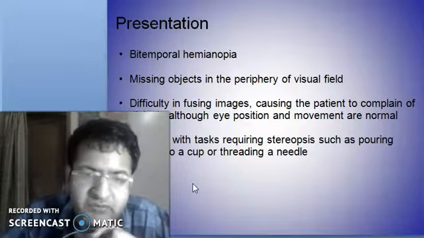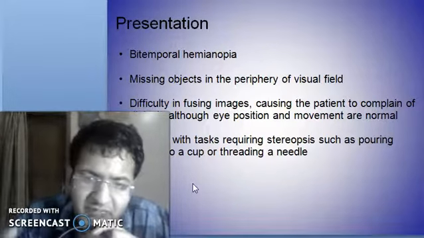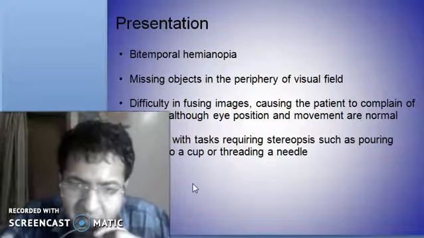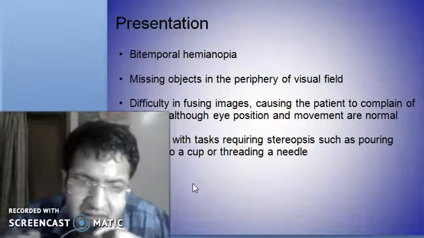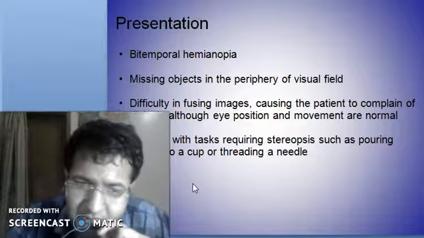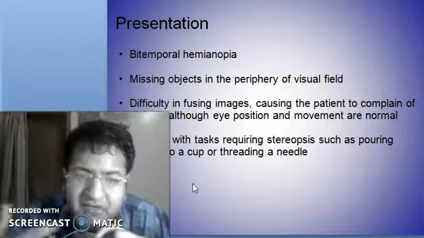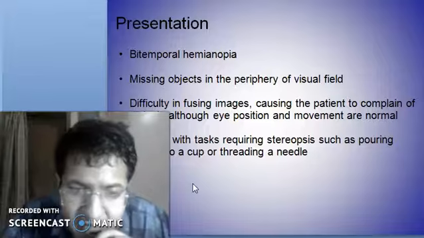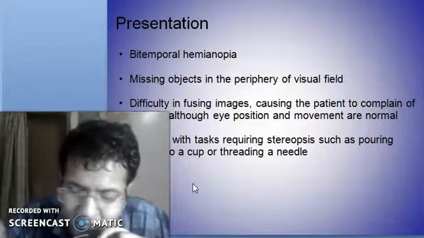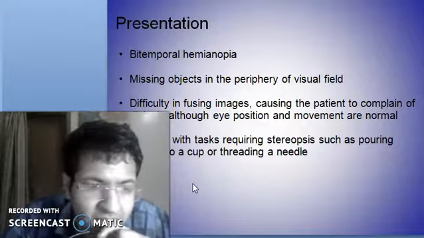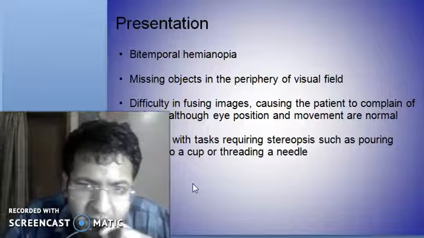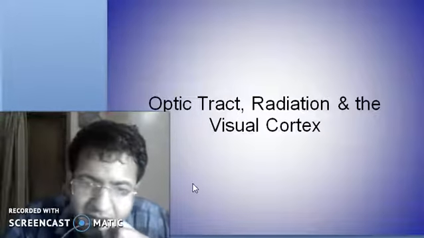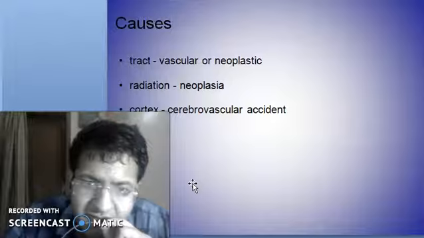Okay, there will be a fusion problem. Difficulty with tasks requiring stereopsis, such as pouring the water into the cup or threading a needle, becomes difficult. This all is because of the diplopia, which arises because of the loss of binocular single vision. All these symptoms are because of the bitemporal hemianopia caused by the optic chiasma involvement. Next is the involvement of any optic tract, radiation and visual cortex.